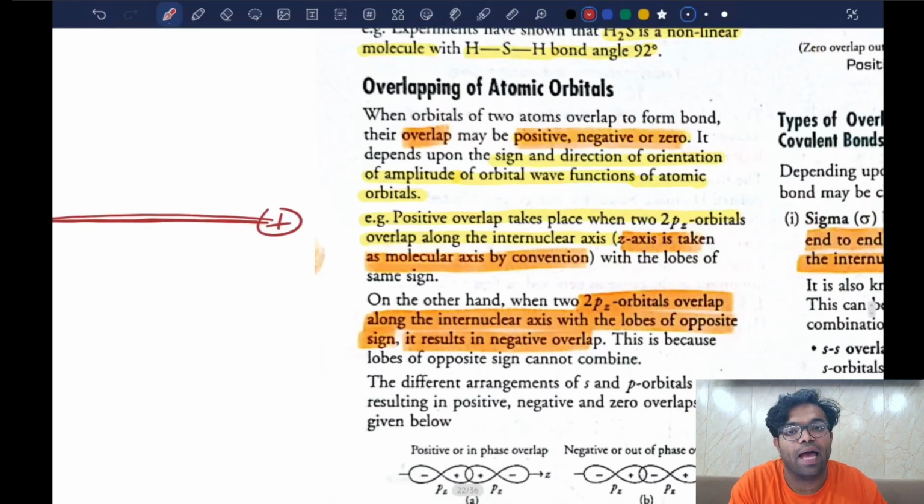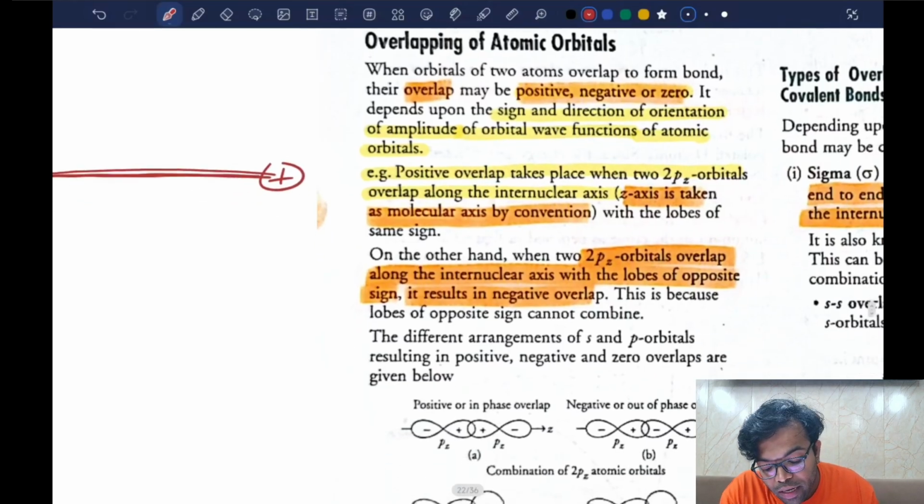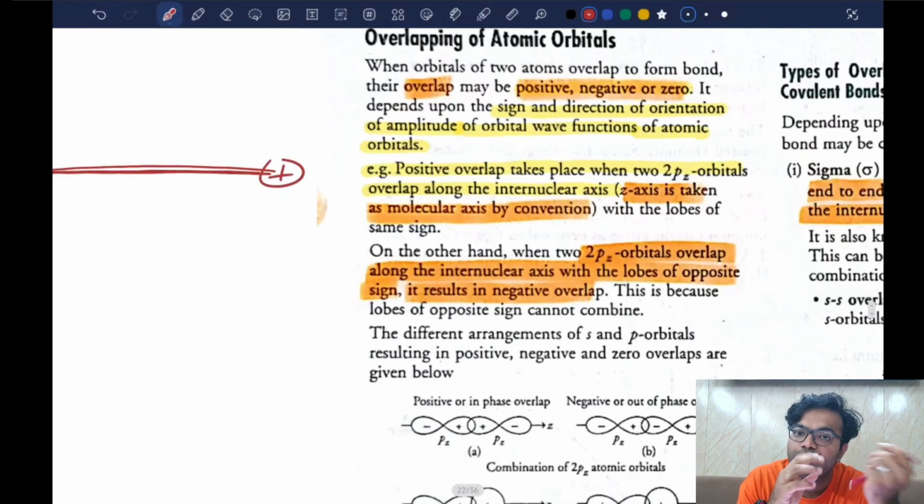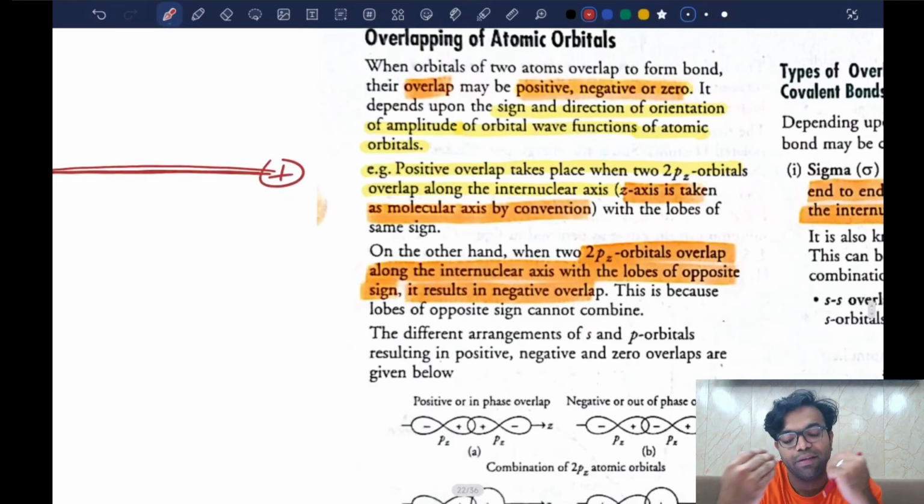Okay, lobes should have the same electronic sign. Now, on the other hand, when two pz orbitals overlap along the internuclear axis with the lobes of opposite sign, so we know that in every single orbital, how many electrons are present? There are two electrons present. One electron has a positive spin, the other electron has a negative spin.